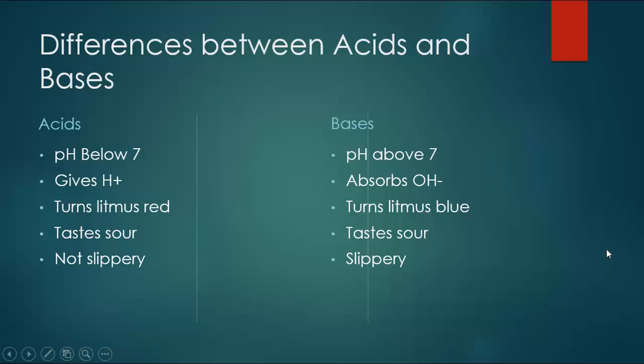All right, let's look at some characteristics, some differences between acids and bases. If you're an acid, your pH, and we've already talked about pH, is below 7. Below 7. If you're a base, the pH is above 7. I would write this down. I would record this somewhere.